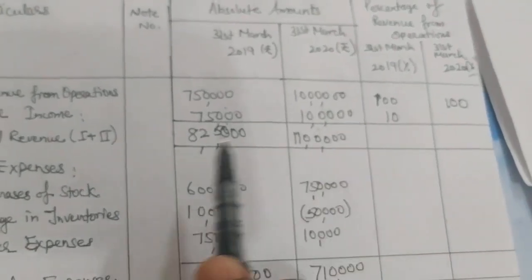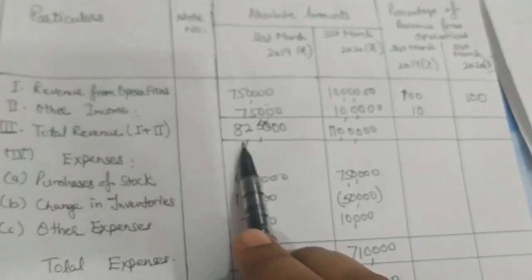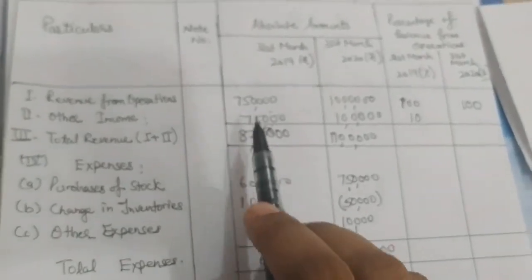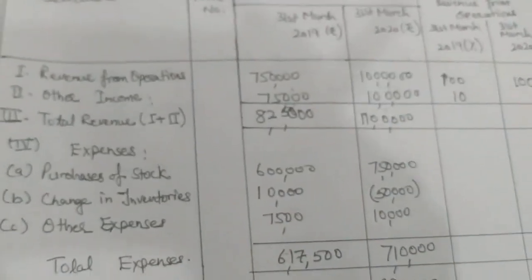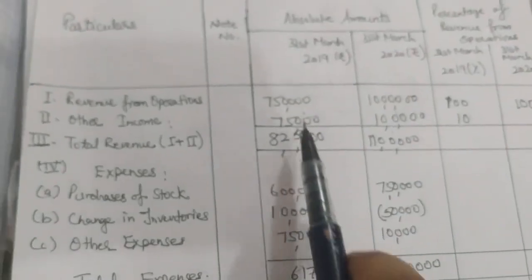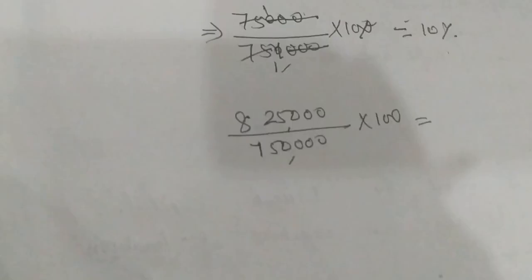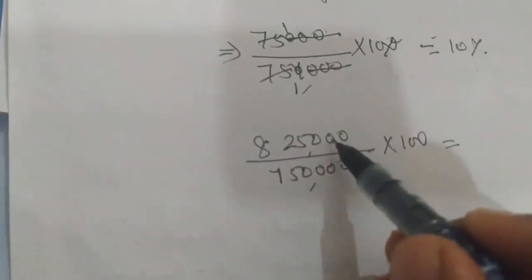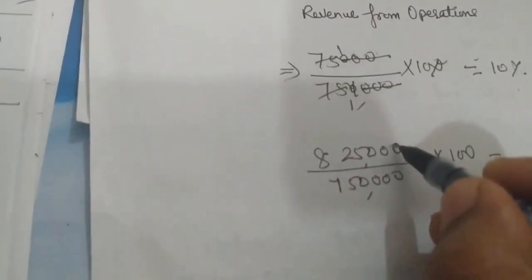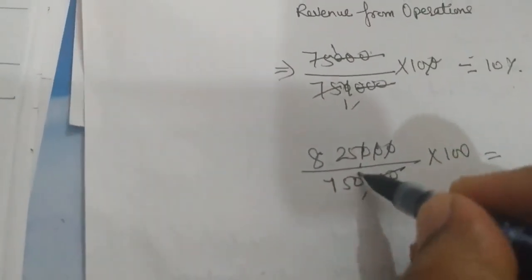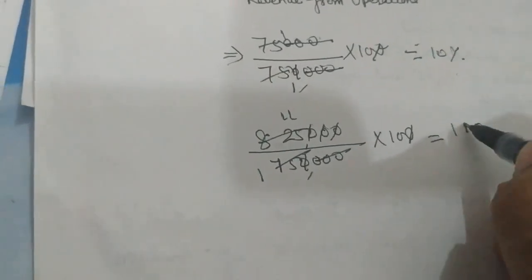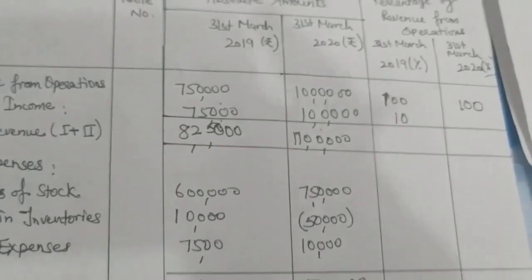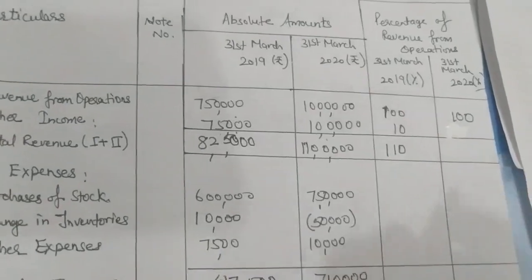That will be calculated as 8,25,000 over 7,50,000 multiplied by 100. Whatever amount we have to calculate, we will take that amount over 7,50,000 multiplied by 100. So you can see here, I will do cutting, and I will get here 110%. I have written 110 here.